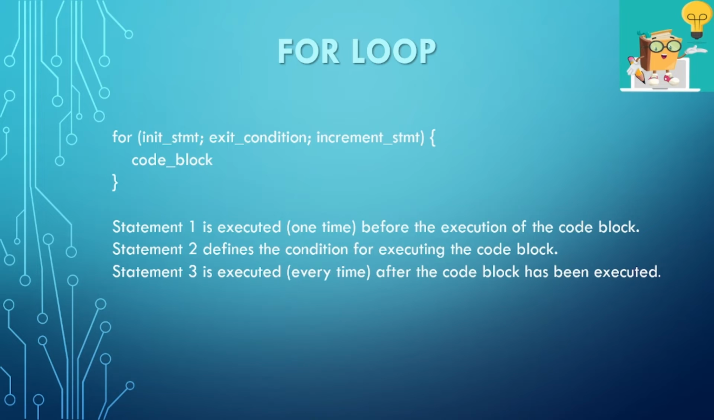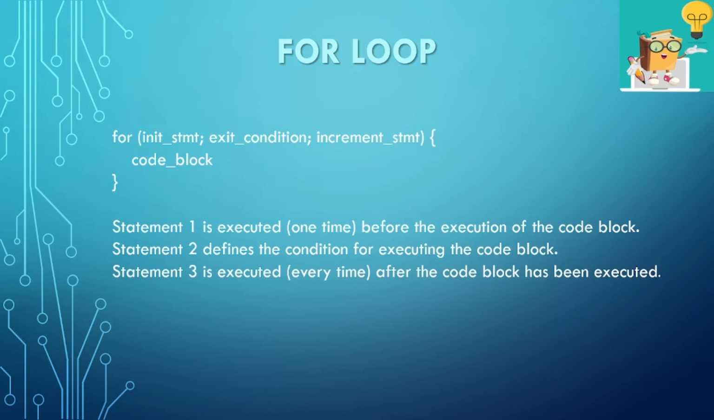Second is your exit condition. The exit condition states at what point you want to exit from this particular loop. And third is your incremental statement. The incremental statement states when it needs to execute the next loop, or the next round of code execution. How do we use a for loop in our day-to-day Apex? Let's take an example.